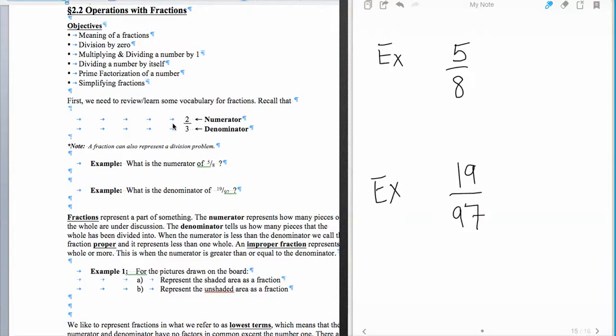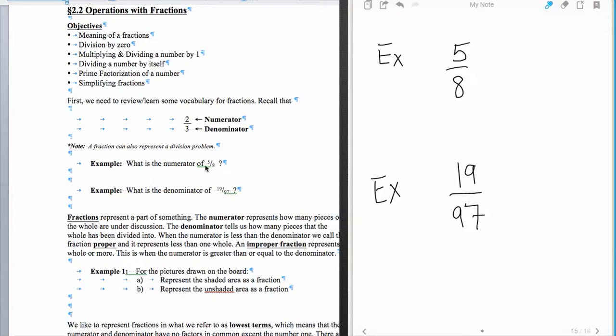First of all, let's review or learn some vocabulary for fractions. First of all, we have this number up here. We call that the numerator. So the top of a fraction is the numerator of the fraction. The bottom number is called the denominator. And this line down the middle, that's called a fraction bar. Fraction bars do mean division. A fraction can also represent division.